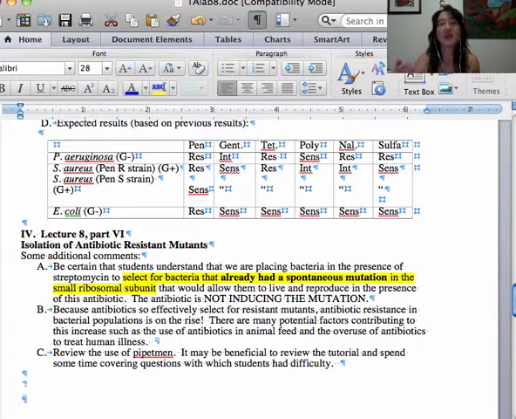The idea that something that can live in the presence of streptomycin already had a mutation. It already was a superhero. But when we put it in the presence of streptomycin, suddenly it can live and others die. And this is the idea of selective pressure. So very important. I think that wraps up our coverage of the TA guidelines.